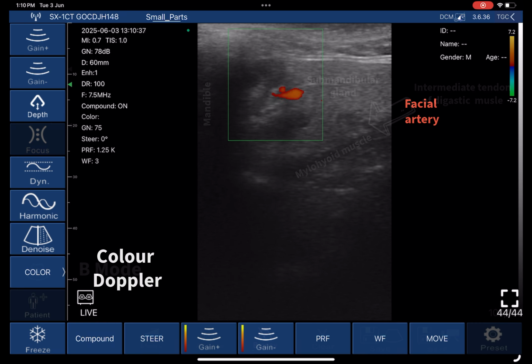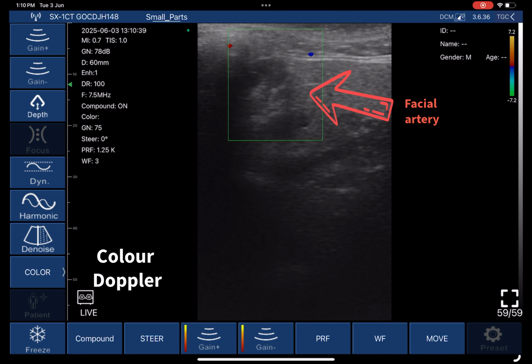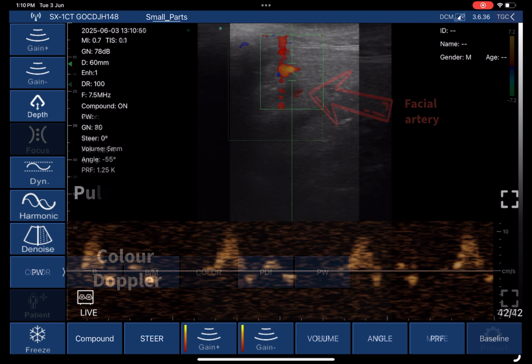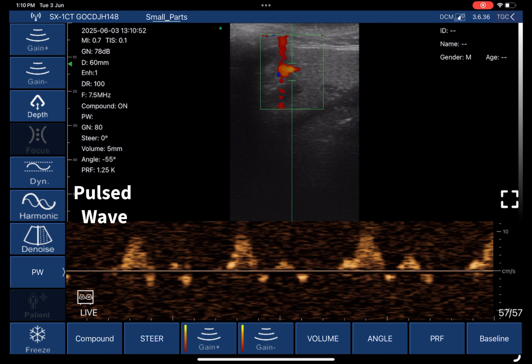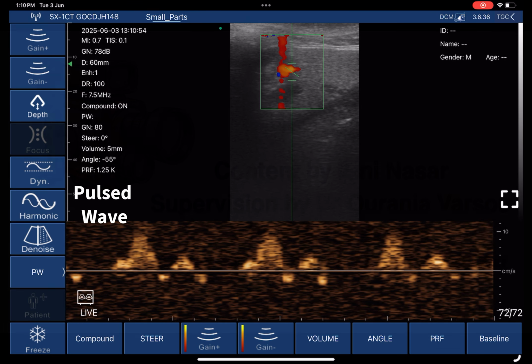On color Doppler, the facial artery appears as a round, red, pulsatile structure, with the adjacent facial vein seen as a blue structure. On pulsed wave Doppler, a pulsatile waveform confirms the arterial nature of the facial artery.